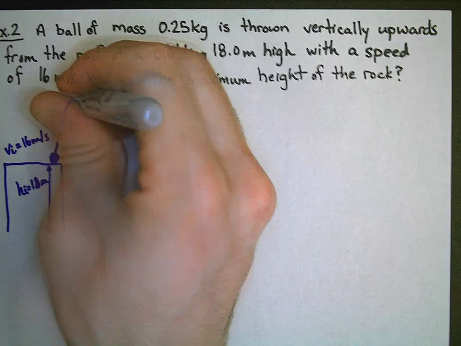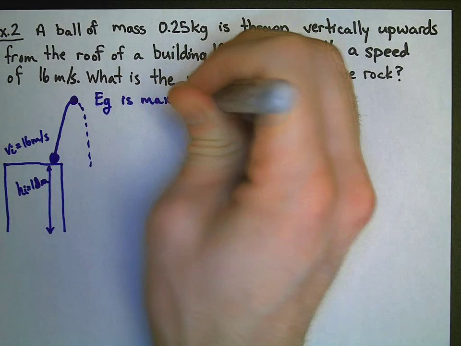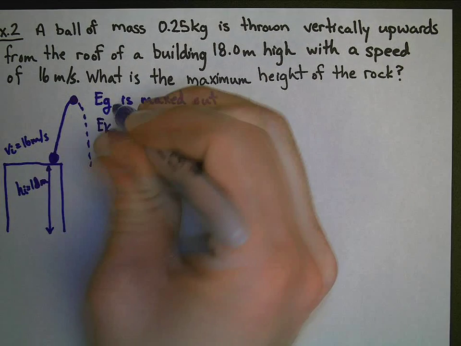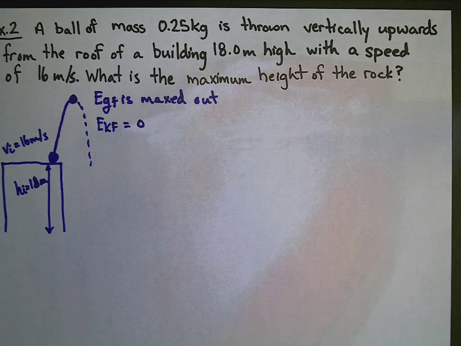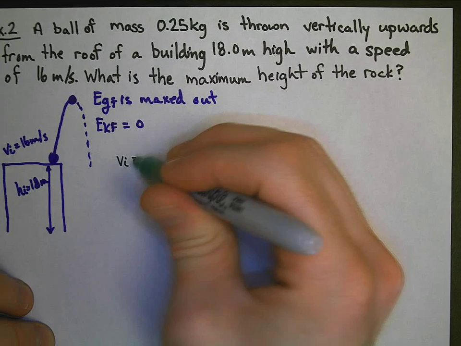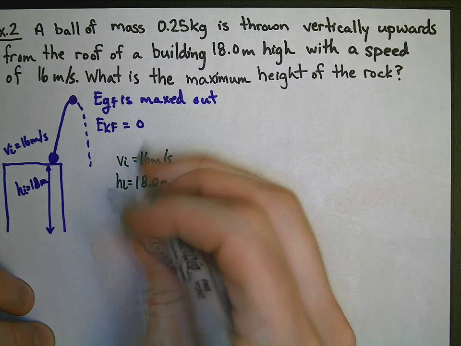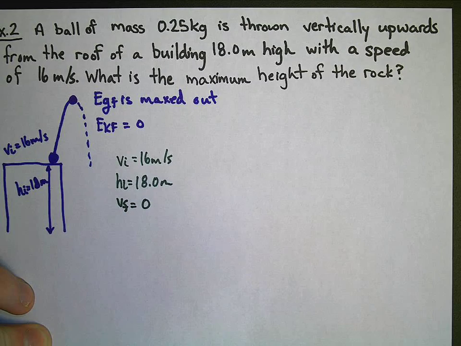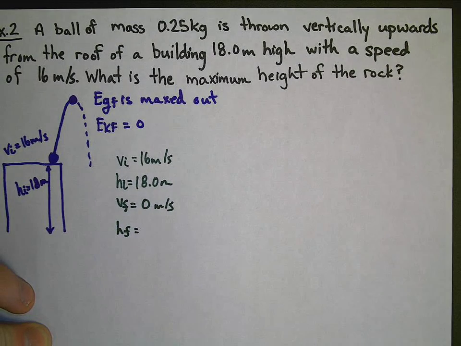We must realize that right here, our gravitational potential energy is maxed out. And at that point where our gravitational potential energy is at its maximum, our final kinetic energy will in fact be equal to 0. So calculations-wise, we know that VI is 16 meters per second. We know that HI is 18.0 meters. We know that because our final kinetic energy is 0, our final velocity must be 0 meters per second. So let us calculate what our maximum height would be of this ball from the building.